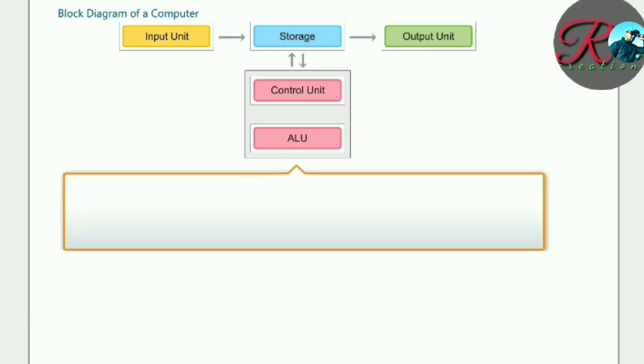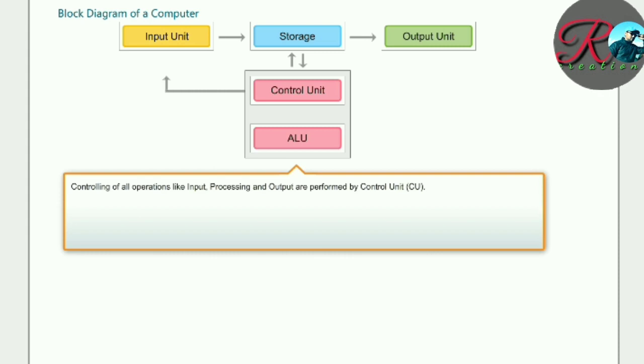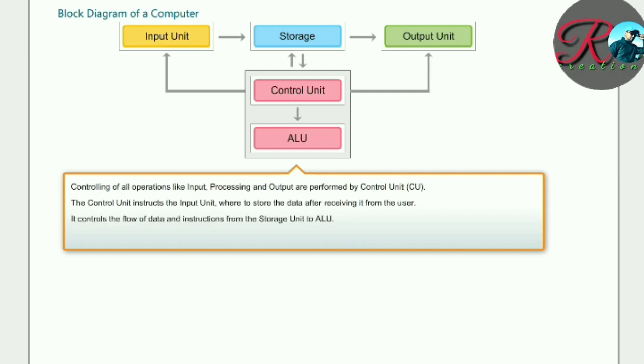Control. Controlling of all operations like input, processing, and output are performed by control unit. The control unit instructs the input unit where to store the data after receiving it from the user. It controls the flow of data and instructions from the storage unit to ALU. It also controls the flow of results from the ALU to the storage unit and output unit.